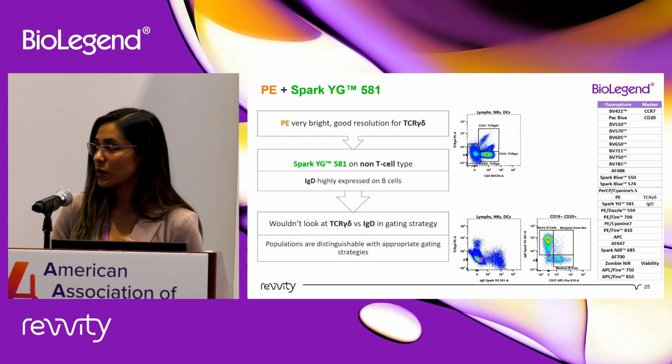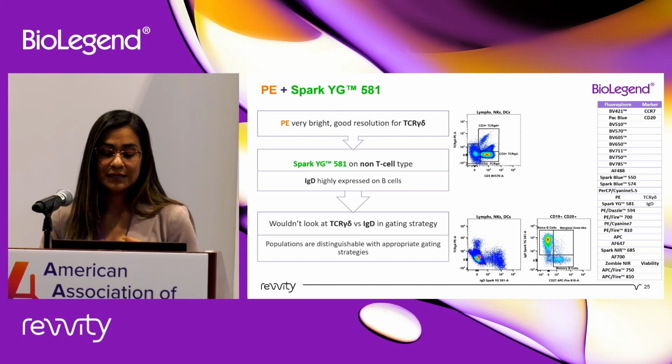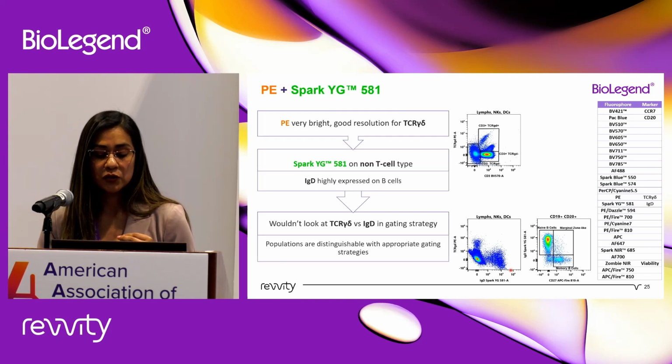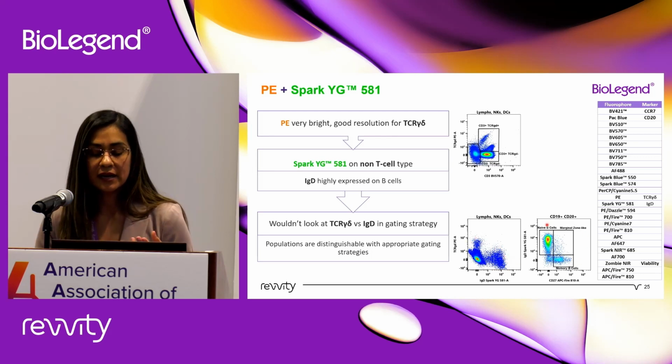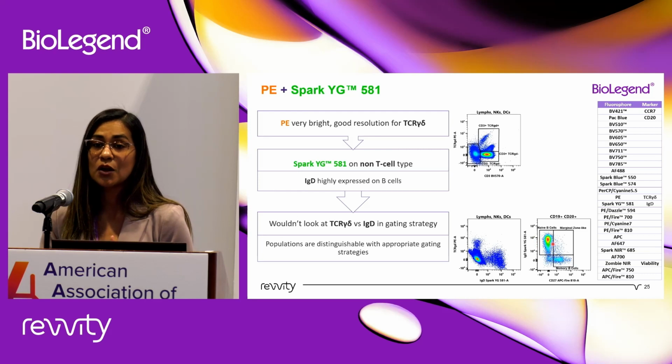And even if you do it, you are going to observe this negative spreading error that is common to observe in spectral cytometry with two dyes that are very similar. However, you still have a good resolution for the positive populations here. And even better, if you do an appropriate gating strategy, you are going to see that IgD is very well resolved when it's conjugated with the Spark Yellow-Green 581.